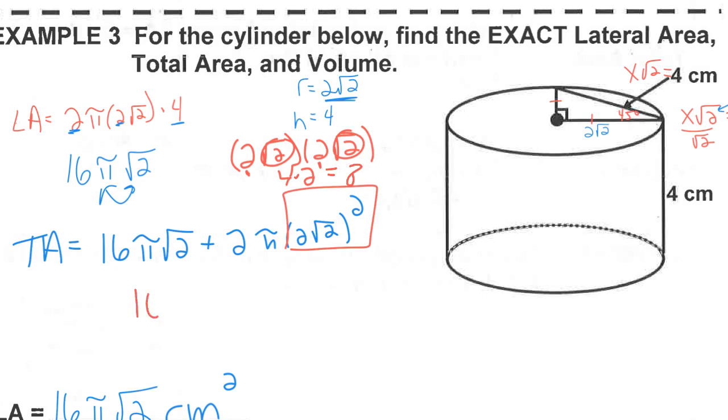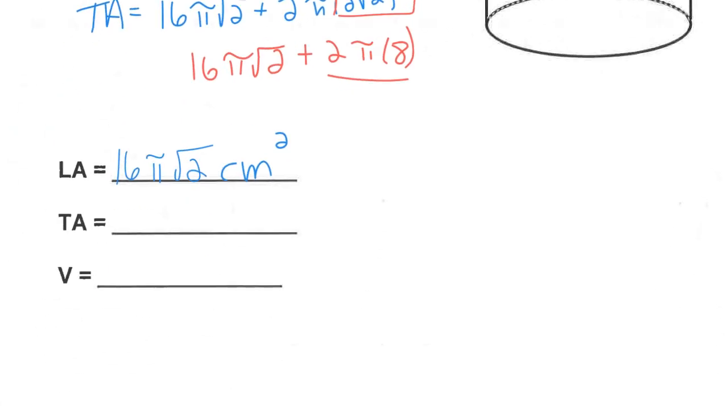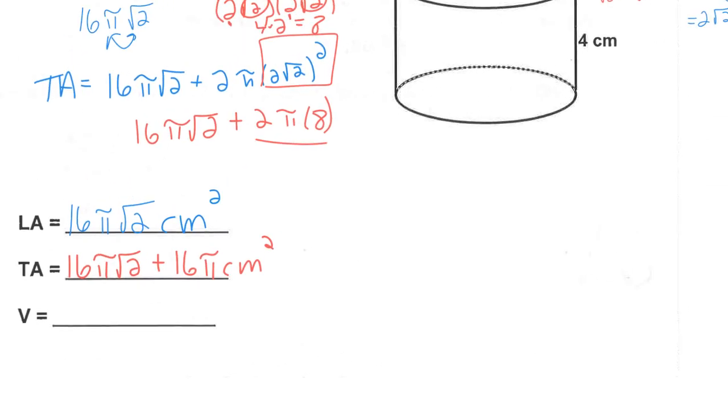So I have 16 pi square roots of 2 plus 2 pi times 8. And of course, 2 pi times 8 will be 16 pi. So I have 16 pi square roots of 2 plus 16 pi, and that would be centimeters squared. It's a pretty tough one, but really if you just take care of this part, it's not so bad.